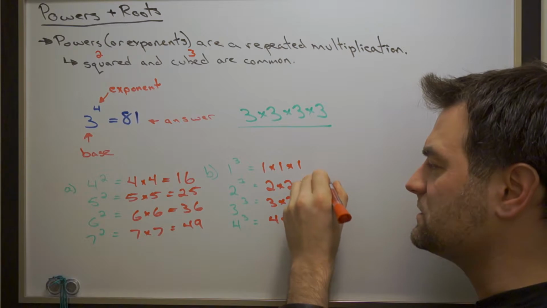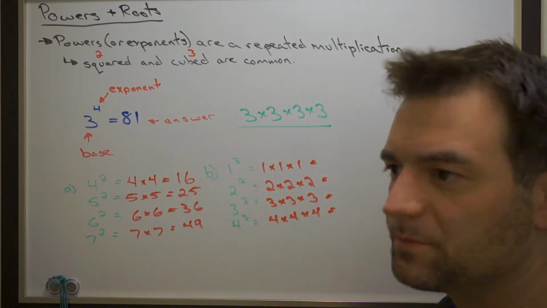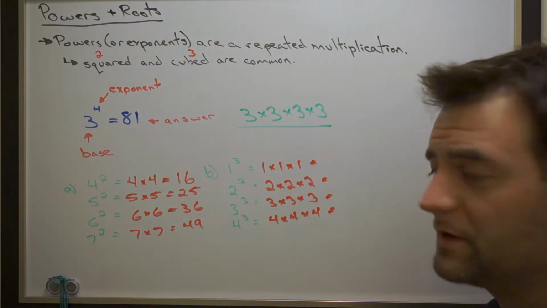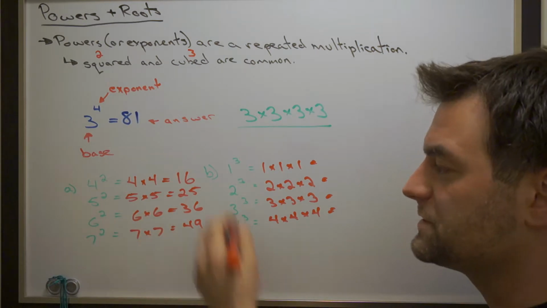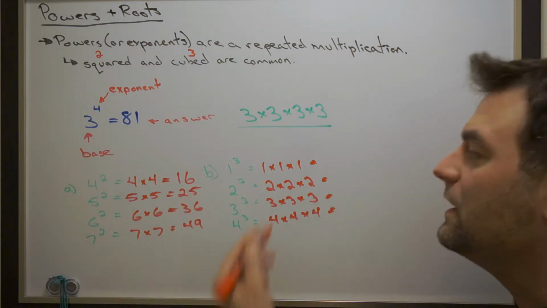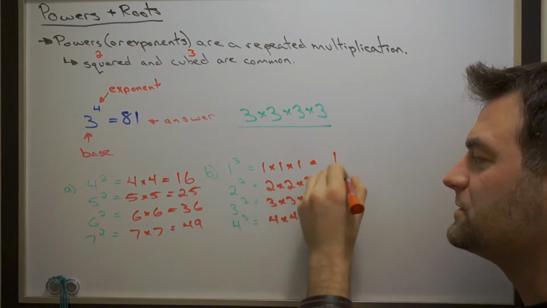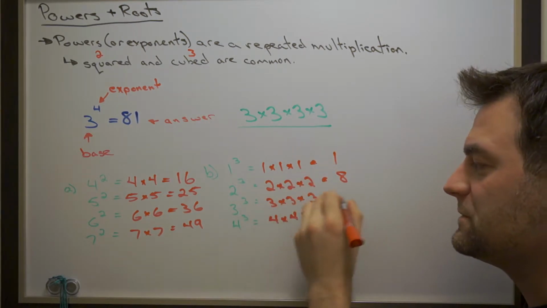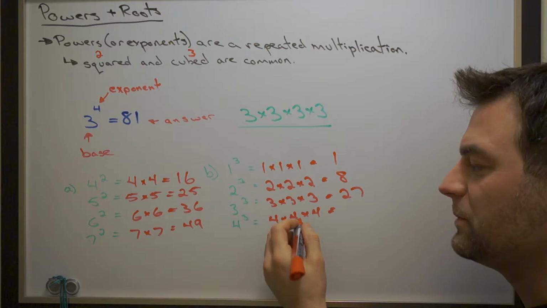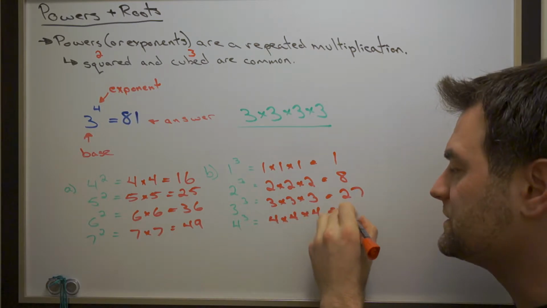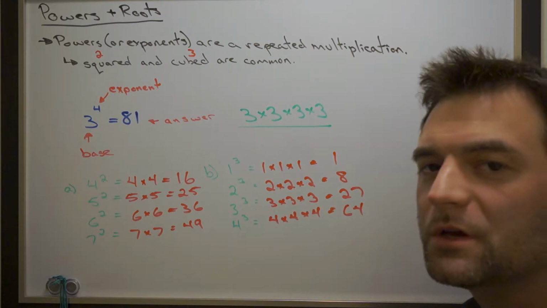In any of these cases, it's not necessary to write out the expansion. I'm just illustrating what it is. You can go right to these results here, 16, 25, 36, 49. In this case here, 1 times 1 times 1 is 1, 2 times 2 is 4, times 2 is 8, 3 times 3 is 9, times 3 is 27, and then 4 times 4 is 16, 16 times 4 is 64. So there's our cubes.